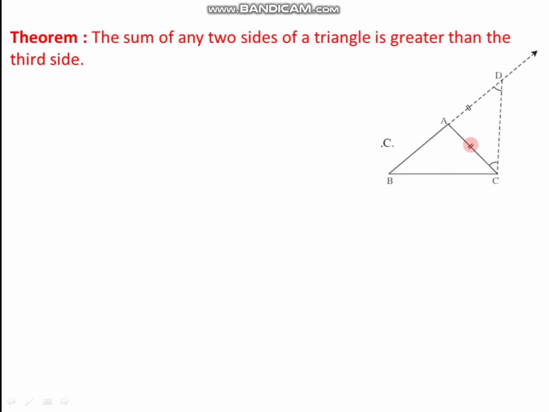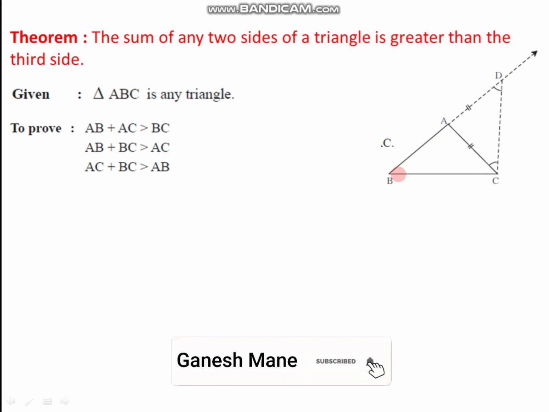For that, let us have a diagram. So in this one, triangle ABC is given to be any triangle. We have to prove that if we consider any two sides of this triangle and add the lengths of those two sides, it must be greater than the third one. That is, if we consider AB and AC and add their lengths, it must be greater than the third side, BC. So this is the first statement we should prove.